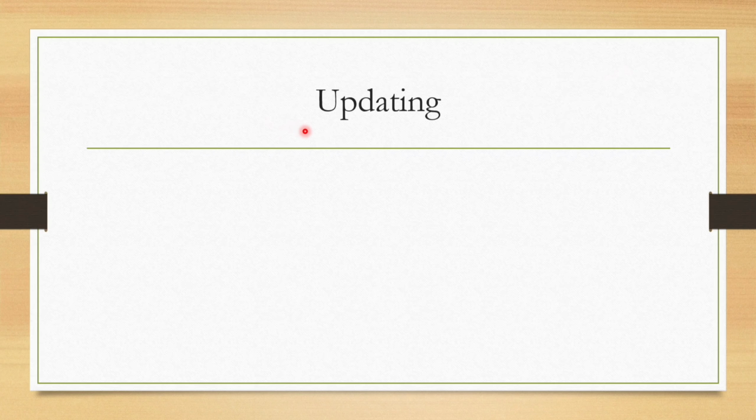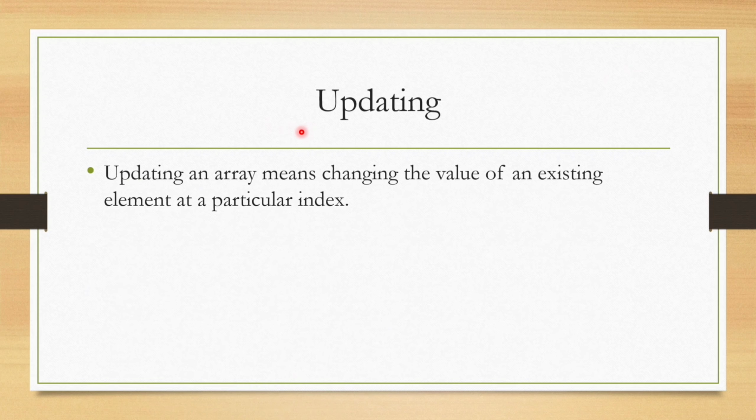Now let us learn how to update an element in an array. Updating an array means changing the value of an existing element at a particular index. Suppose we want to change the value at a specific index, we simply assign a new value to that index using the assignment operator. For example, if you want to change the third element in an array from 30 to 99, we will write array of 2 equal to 99. Now let us code this and see.